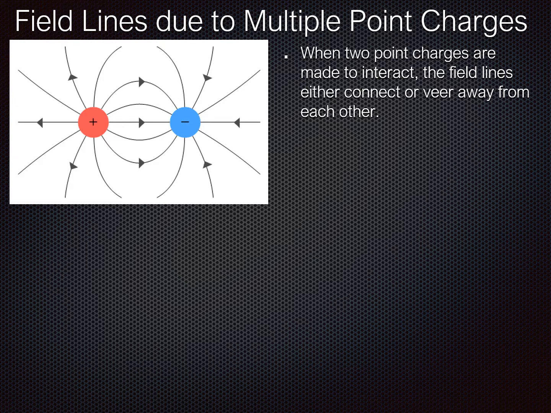So in this case, if you have a positive and a negative, they try to connect because you imagine a charge will try to go from the positive towards the negative. And of course, the directional and magnitude rules that we have from before still apply.